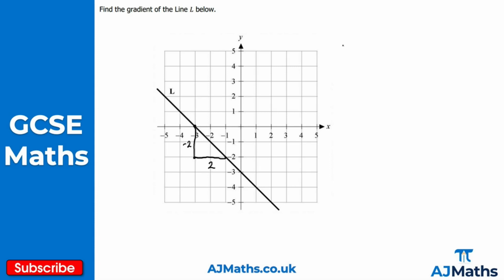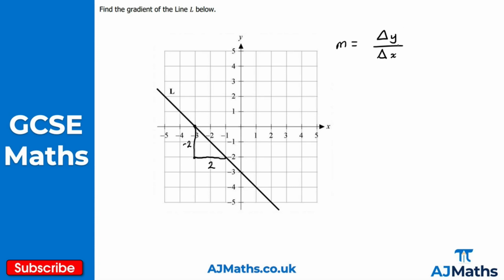Okay, so for the gradient m, remember, that's the change in y. I'm going to use delta here to represent the change. So change in y over the change in x. So this is just the Greek letter delta. Don't worry about it too much if you haven't seen that. I don't want to confuse you. I'm just using it as shorthand to represent change.